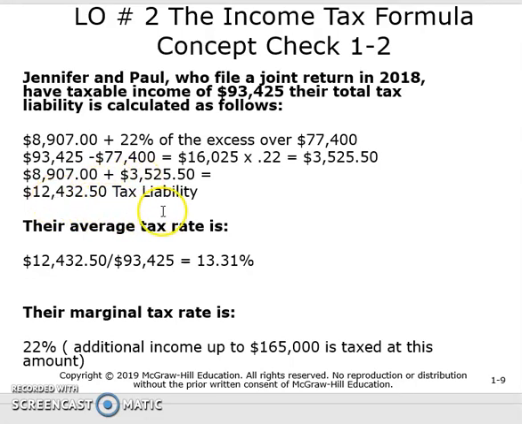So their total tax liability for 2018 would be $12,432.50. To calculate their average tax rate, we're going to take their tax liability, $12,432.50, and divide that by their taxable income of $93,425, which will give us an average tax rate of 13.31%. I did round there to 2 decimal places. Their marginal tax rate is going to be 22% because additional income of up to $165,000 would be taxed at that amount.